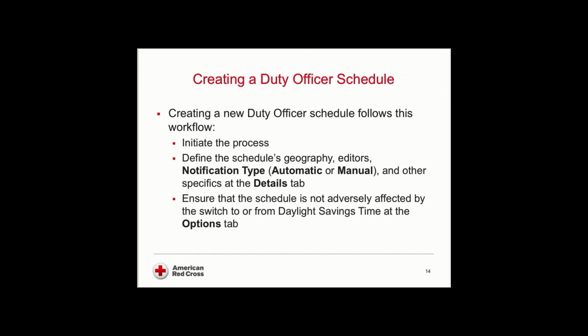So in initiating the process, you're first going to define the schedule's geography. So is it covering a county, multiple counties, who the editors are who can go in and make changes to the schedule, whether that notification type is going to be automatic or manual, and then other information that's captured at the details tab, and also to ensure that the schedule is not adversely affected by the switch to or from daylight savings time. There's a setting that you make in the options tab as well.